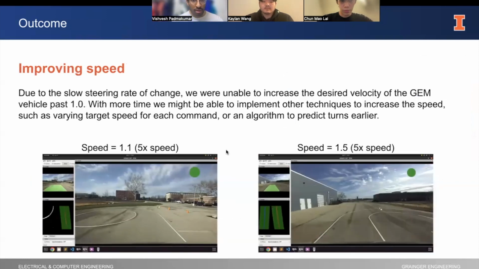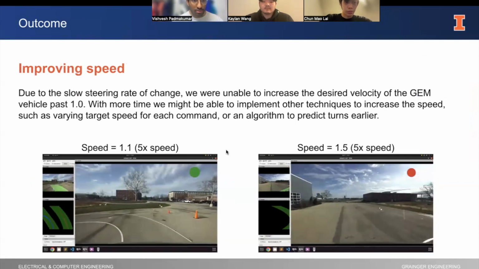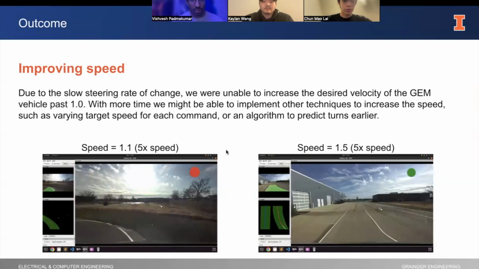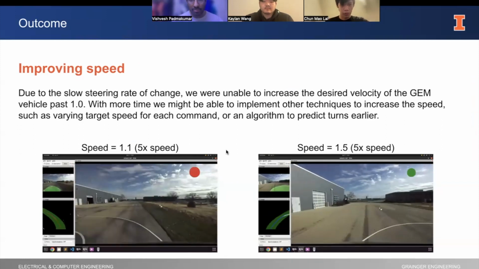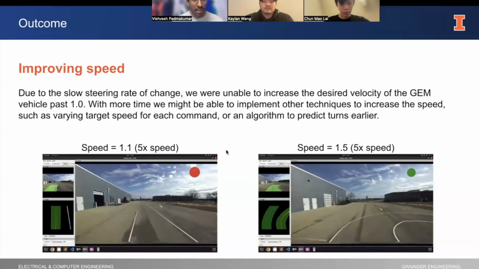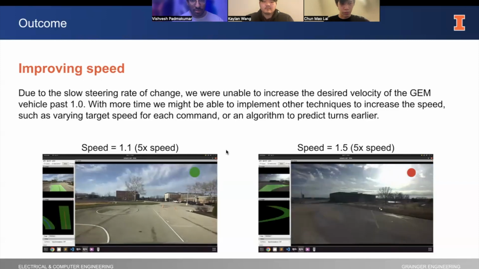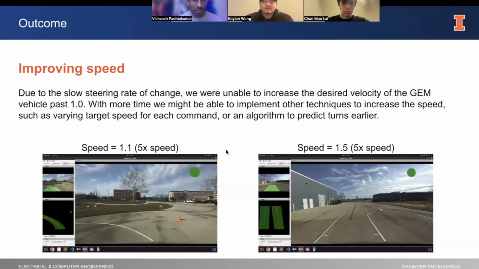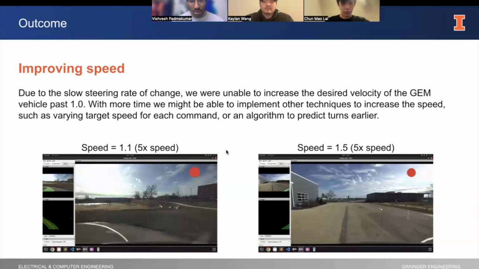Furthermore, since we had to steer the car slowly due to its inability to change directions in time, if we had more time, we would probably implement other techniques to increase the speed, such as varying target speeds for each command, or even an algorithm to predict the turns earlier, since currently it can't go over a speed of 1.